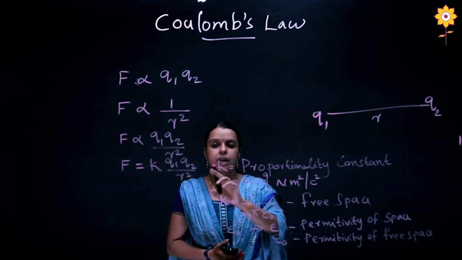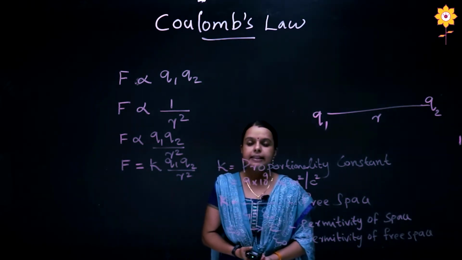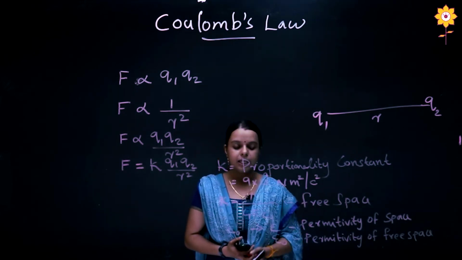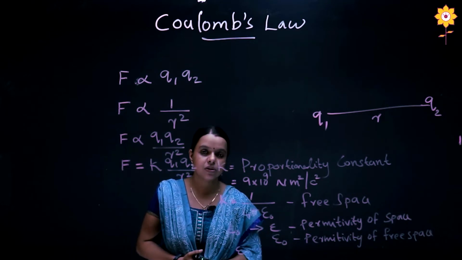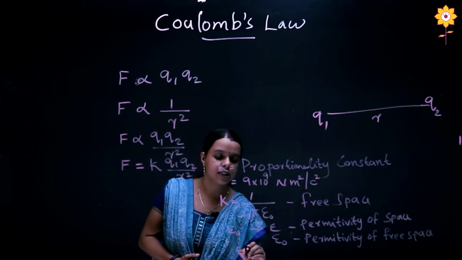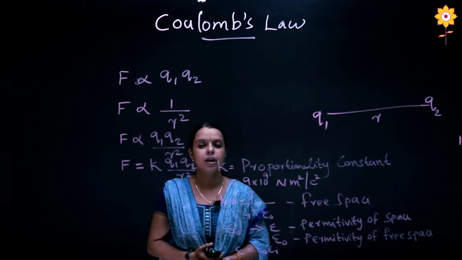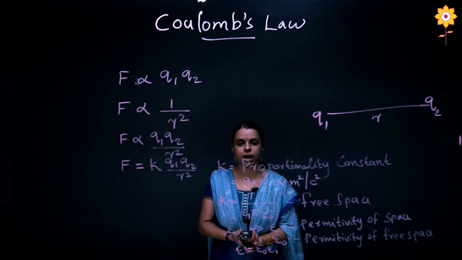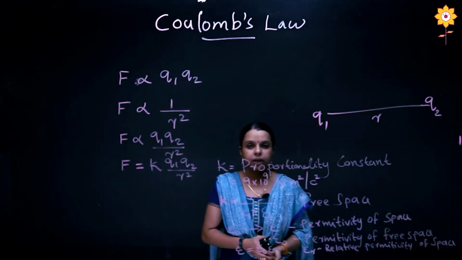So if the two charges are placed in a dielectric medium, then epsilon 0 changes into epsilon, where the relation between epsilon 0 and epsilon is epsilon equals epsilon 0 into epsilon r, where epsilon r is called the relative permittivity of the medium.